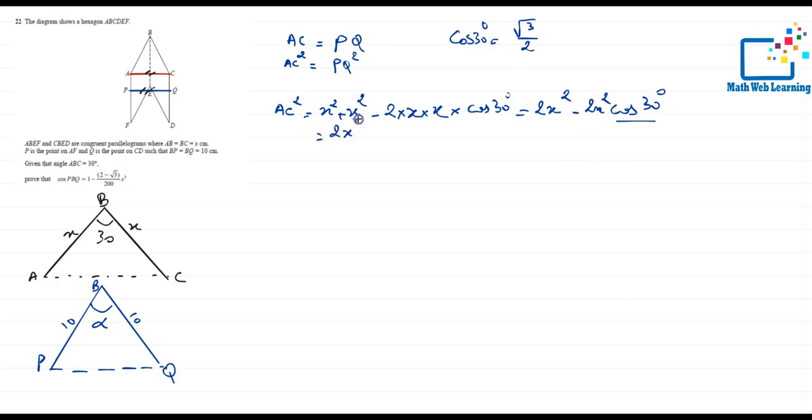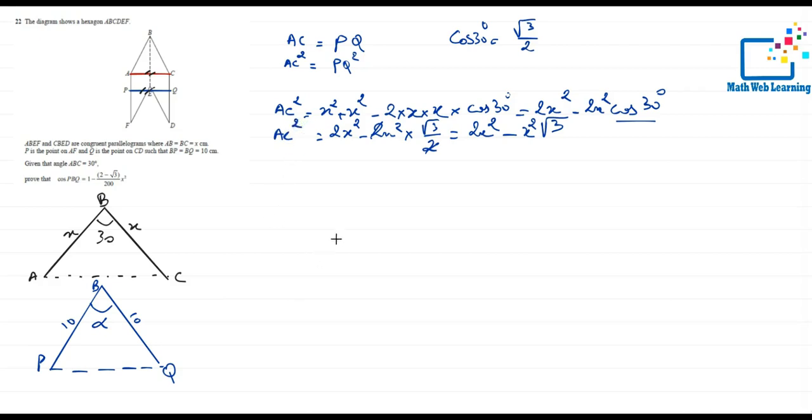So I copy that down: 2x squared minus 2x squared times root of 3 over 2. Now this 2 here will cancel out with this 2, not with this one, because this is a separate term altogether. So what would I get at the end? 2x squared, this term here, minus x squared square root of 3. That is AC squared.